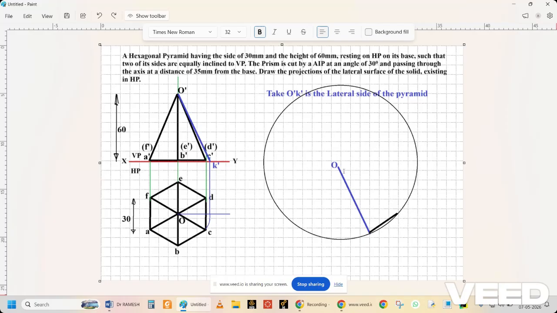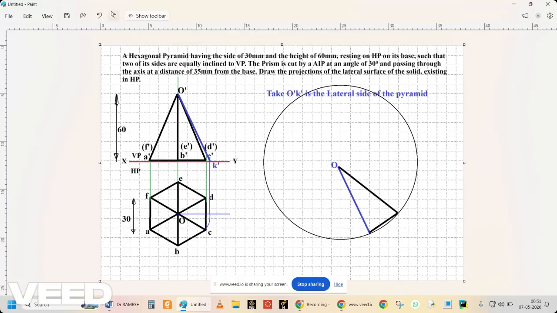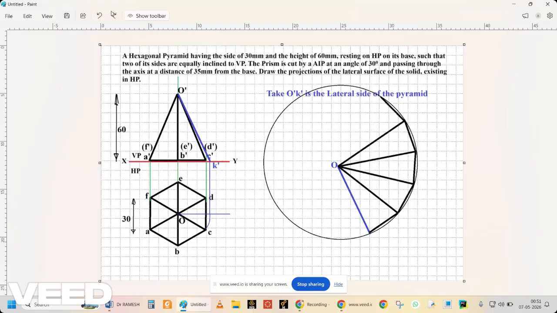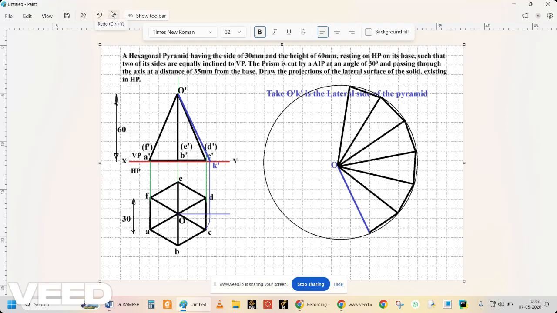Now, this edge is supposed to be connected to O. Similarly, we can go for 6 triangles. So after making 6 triangles, I have to mark these notations as A, B, C, D, E, F, and again A will come. Now I have marked all the notations.